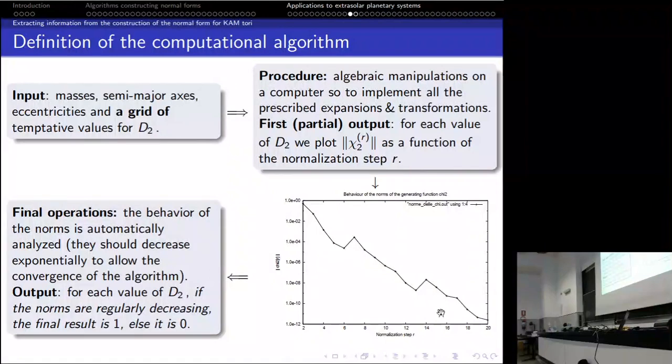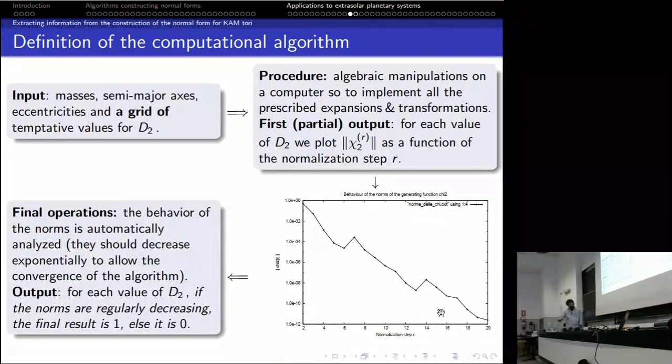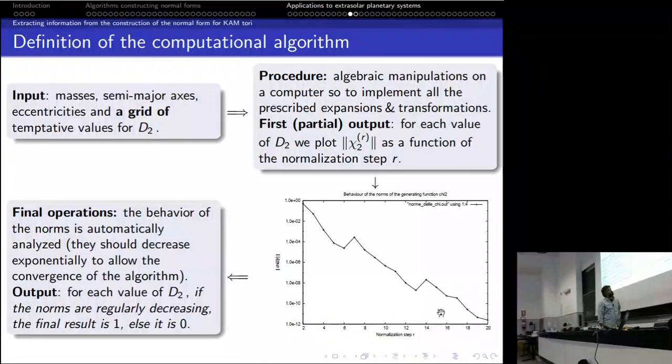Why this kind of plot? Well, it is very simple. Here you have the norm for the largest. You see, it's very easy. Here you have a decrease that is geometrical, according to what is prescribed by the KAM procedure.